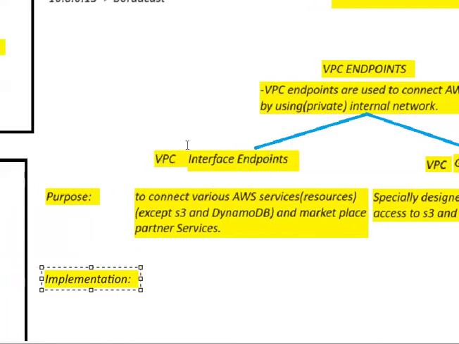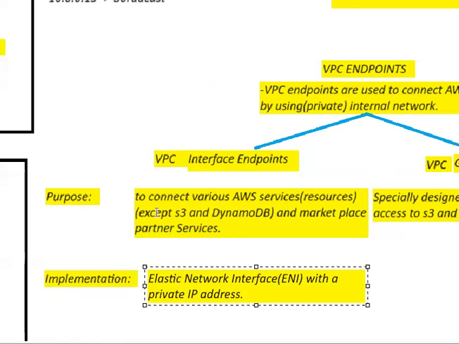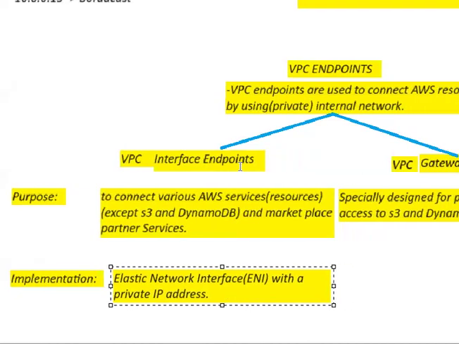Actually, VPC interface endpoints are implemented by using network interfaces. What? Elastic network interfaces. How will VPC interface endpoints be implemented? By using elastic network interfaces with a private IP address. Like that, these VPC interface endpoints will be implemented.